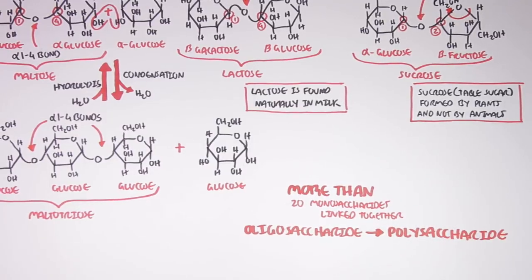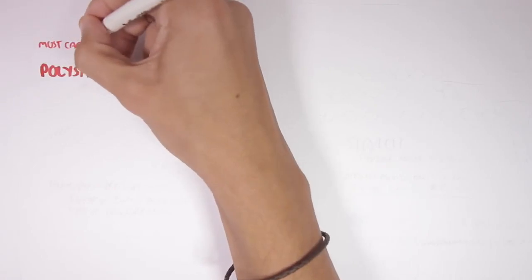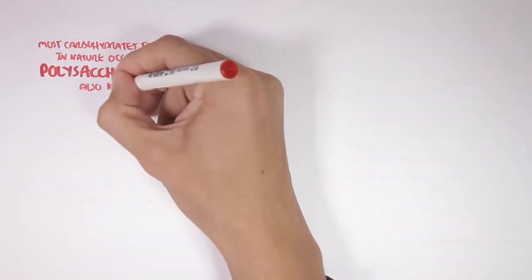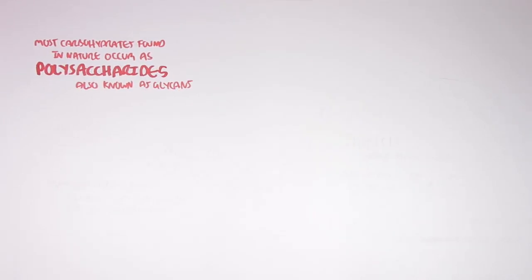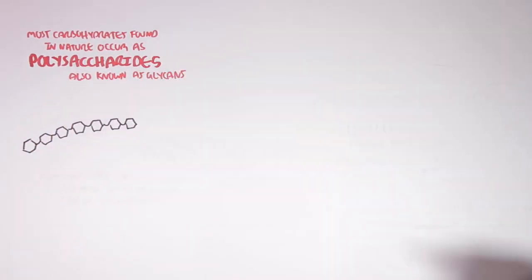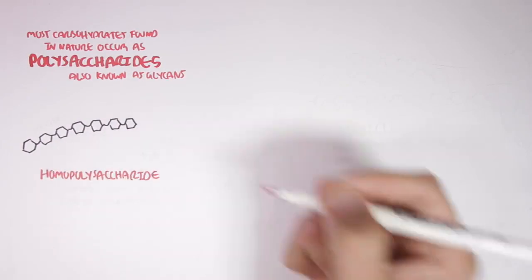Oligosaccharide, it becomes a polysaccharide. Most carbohydrates found in nature occur as polysaccharides. Polysaccharides are also known as glycans. To simplify things, polysaccharides can be a homopolysaccharide or they can be a heteropolysaccharide.